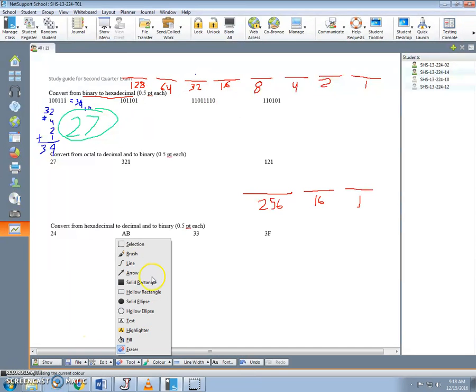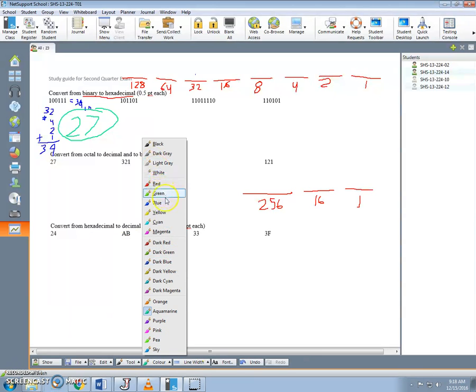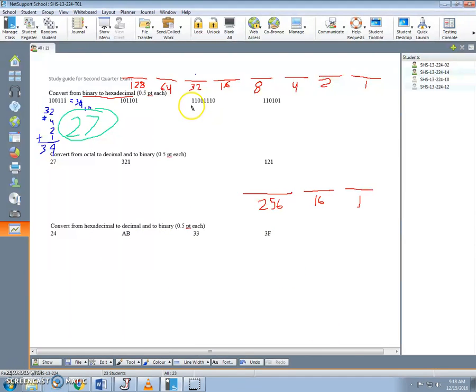So let's go ahead and get back to our brush. Get us out of aquamarine, get back to blue. Okay, so now we're doing this problem. So let's put in our 0, our 1. I'm going to go a little faster on this one. So I think you can read. All right, add them up.